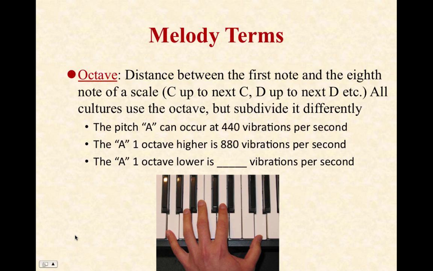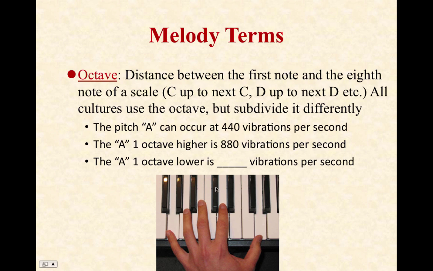An octave higher is 880 vibrations per second, because it's a factor of 2. The reason why A's sound so much alike is that their sound waves look almost identical, except that the lower A is going to be a longer wave at the bottom.